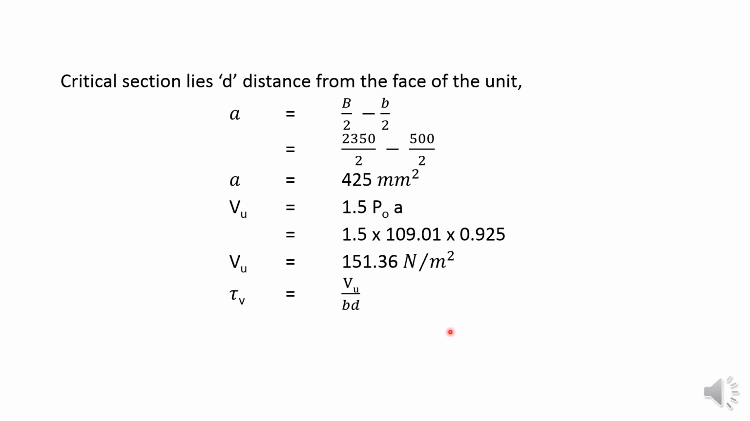So tau v is equal to V by BD. So finally substitute the values here. We will get a value of d. So d is equal to 318.7 mm. That will be equal to 320 mm.